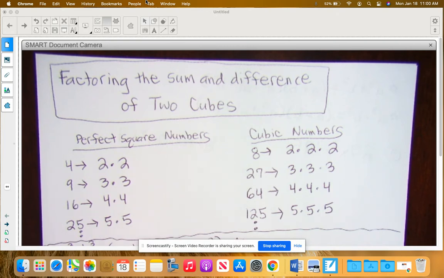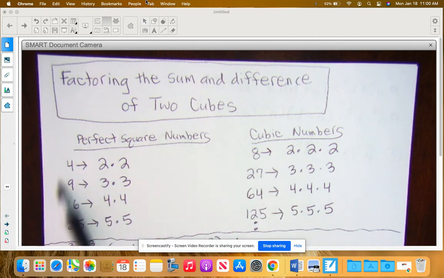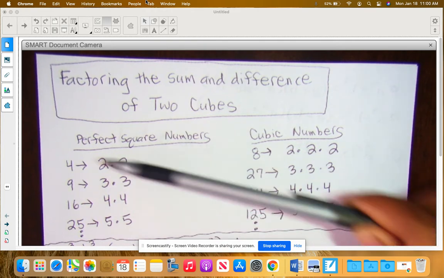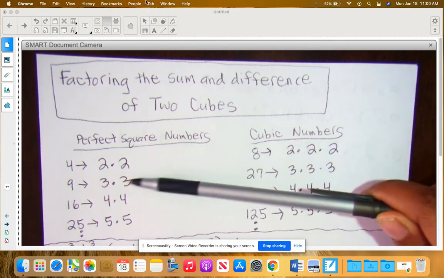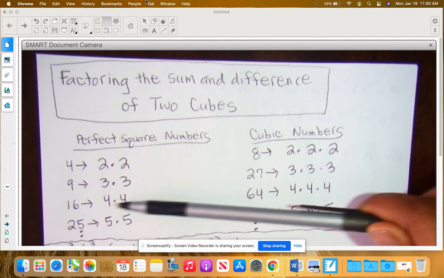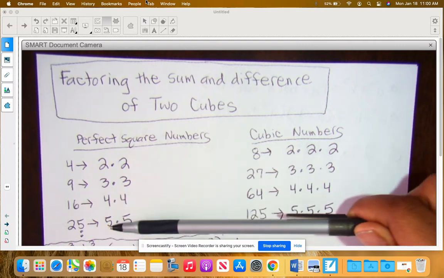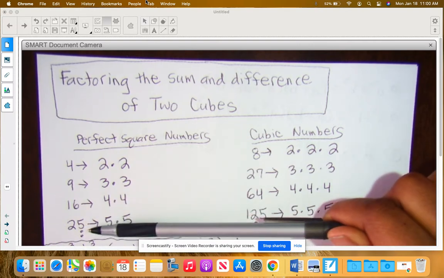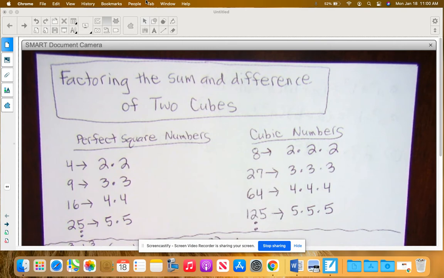I want to start with just refreshing our memory about perfect square numbers. Over here on the left-hand side, I've broken down some perfect square numbers. 4, 9, 16, 25 are perfect square numbers. When you take the square root of those, it factors into the same thing. 2 times 2 gives me 4. 3 times 3 gives me 9. 4 times 4 gives us 16. 5 times 5 gives us 25. And there's a whole bunch more. We can go on forever and ever.